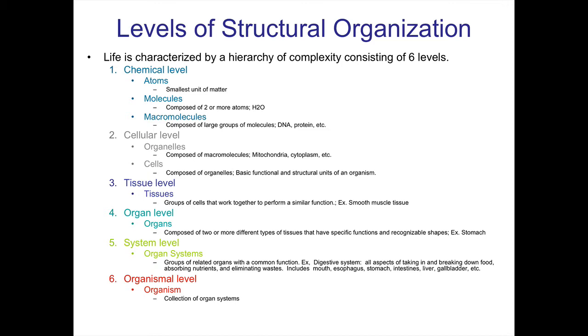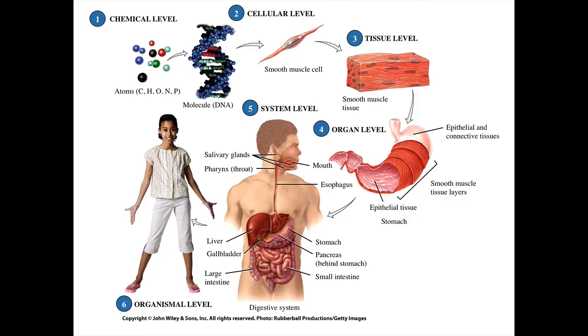Then you move on to the cellular level. I'm actually going to flip over here to this image in order to explain it further. So what you see right here is the atoms. Atoms combine to make molecules and macromolecules. Here you see an example of the DNA molecule.